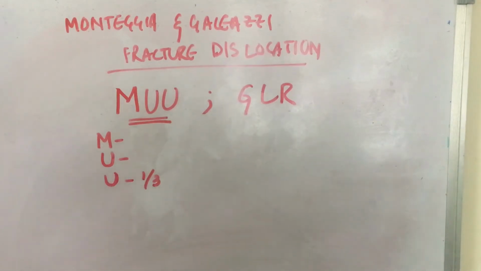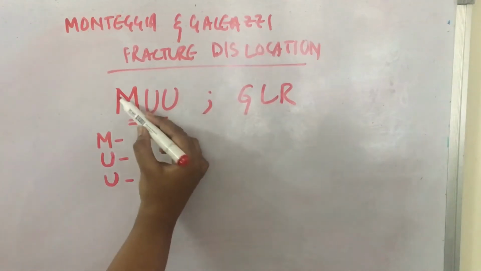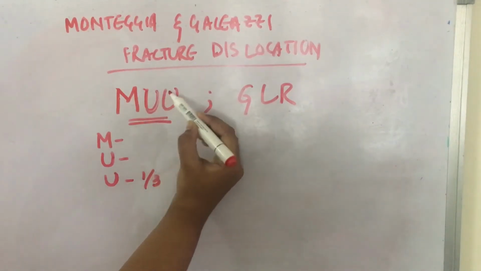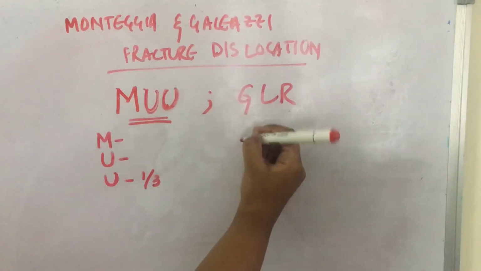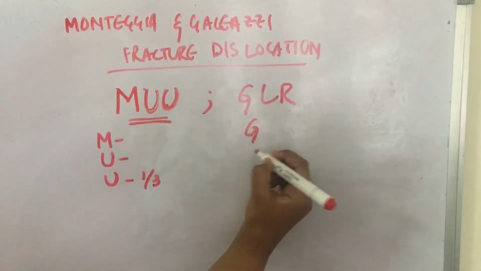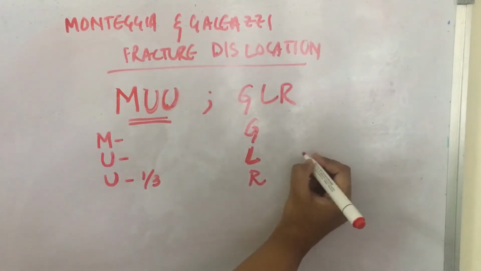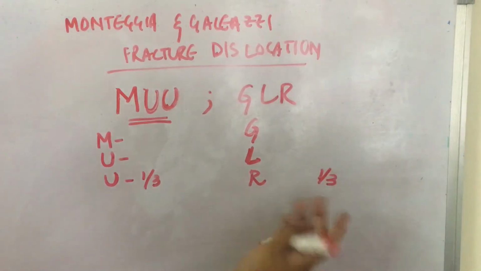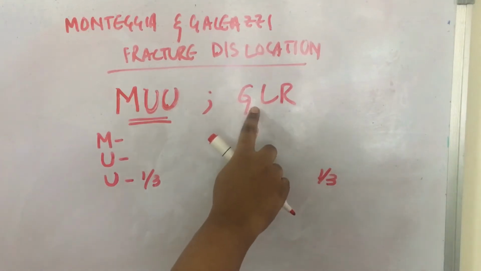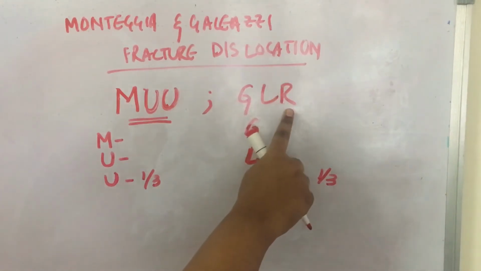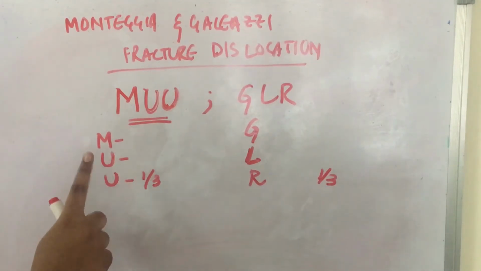Which end is getting dislocated? This is where we get confused, right? So MUU means in Monteggia, ulna is getting fractured, but which portion? Upper 1/3 is getting fractured. Now coming to Galeazzi. In Galeazzi, G stands for Galeazzi, L stands for lower, and R stands for radius, obviously. Now again 1/3, the same, right? Which 1/3? Lower 1/3 is getting fractured. That's why GLR. In Galeazzi fracture, lower 1/3 of the radius is getting fractured. In Monteggia fracture, upper 1/3 of the ulna is getting fractured.